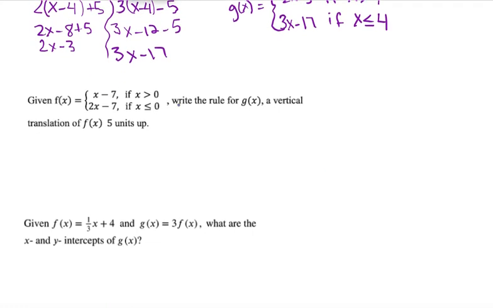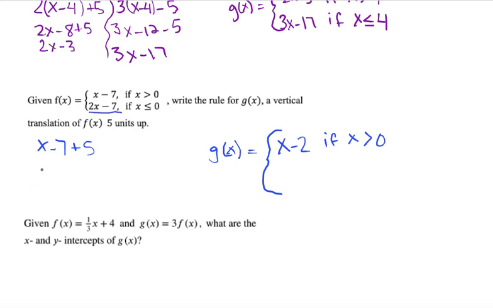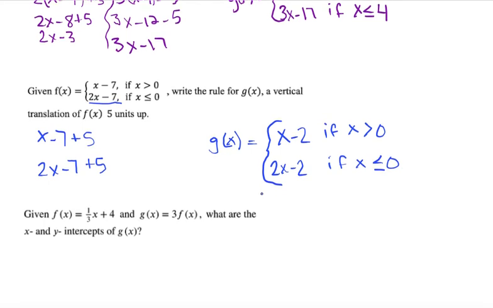This one we need to do a vertical translation of 5 units up. Do not worry about the domain. The domain will stay the same. So let's take x minus 7, and 5 units up, I'm just going to put plus 5 at the end. When I simplify that, that's going to just be x minus 2. And my domain will stay the same. And I'll do the same thing with this. 2x minus 7 plus 5. So 2x minus 2, if x is less than or equal to 0. So that one's pretty sweet.